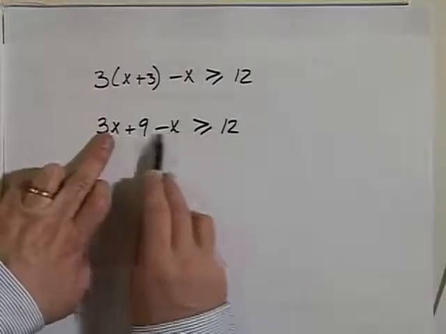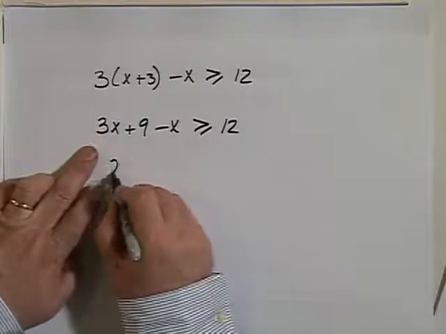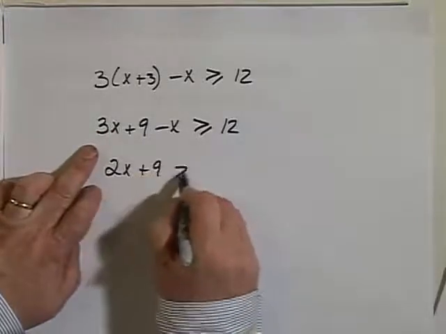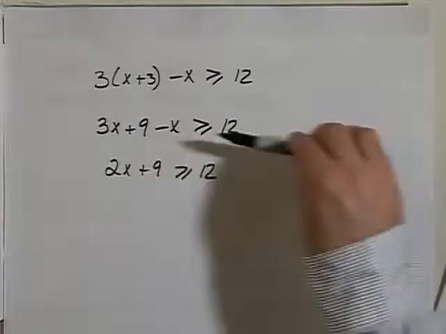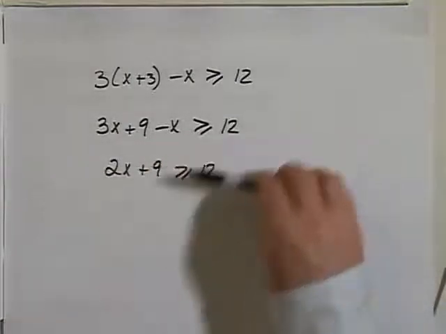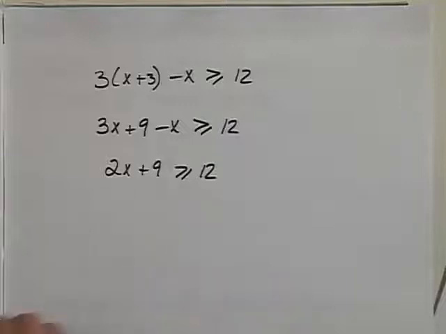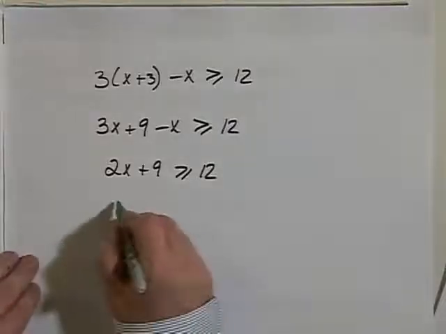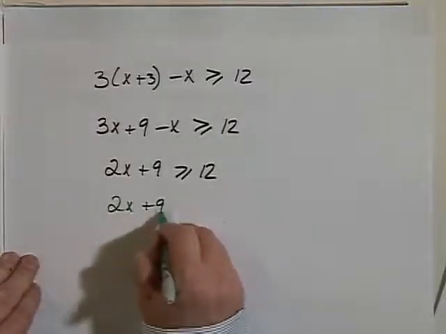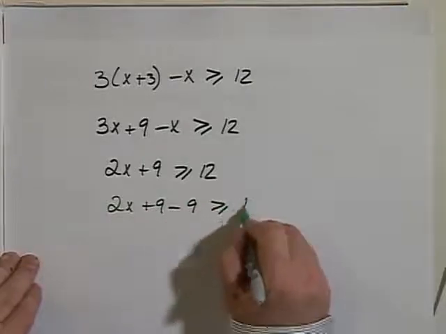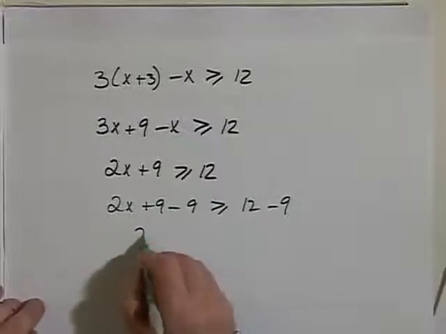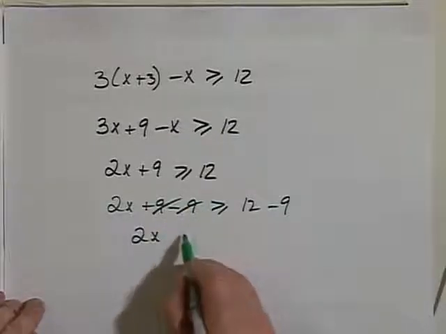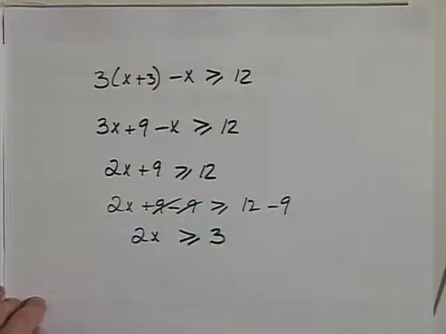3x minus x, they're the same. That becomes 2x plus 9 greater than or equal to 12. We can take things away on either side, just as it was an equation. I don't like the 9 on this side, so I'm going to say 2x plus 9 minus 9 is 12 minus 9. So I get 2x is greater than or equal to 3.